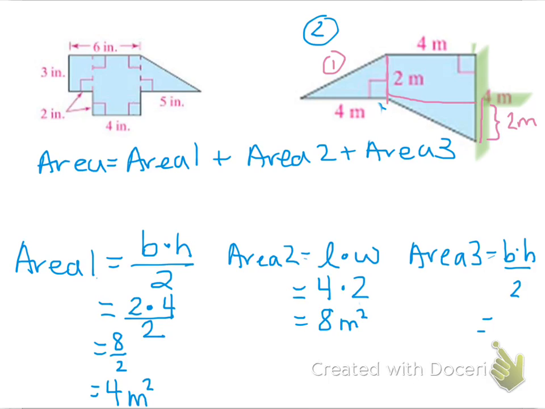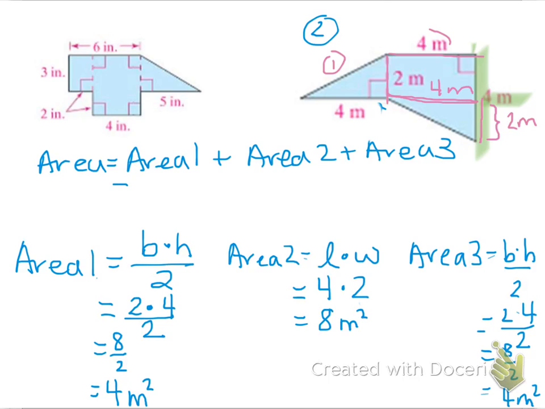The last thing, this length here is the same as this length over here. So I know that this is 4 meters. What that tells me, the area has to be equal to the base, which is 2, times the height, which is 4, divided by 2. So 2 times 4 is 8, divided by 2 is equal to 4 meters squared.